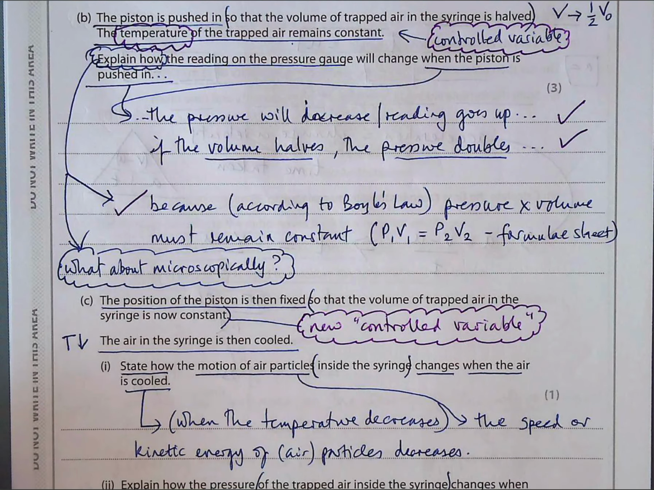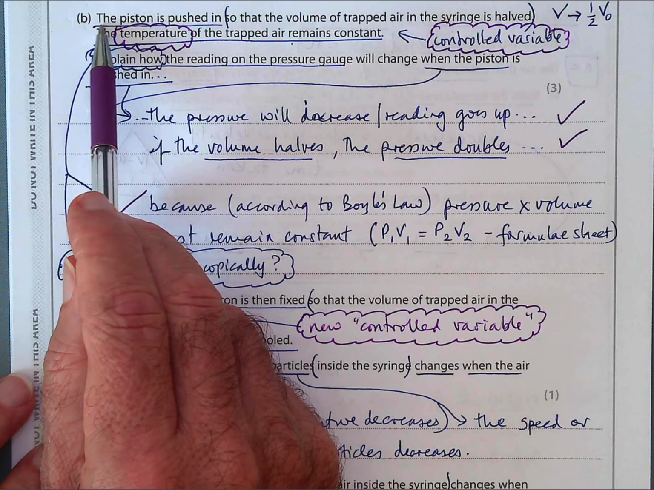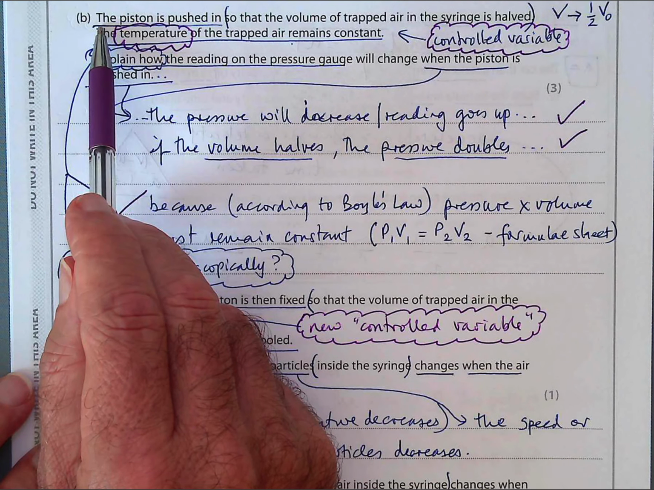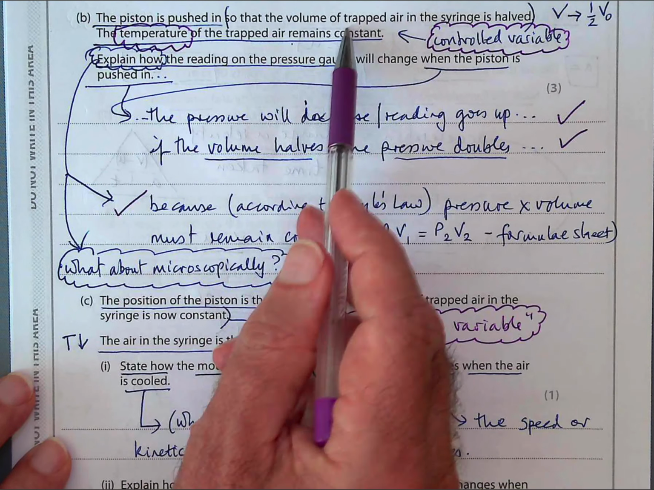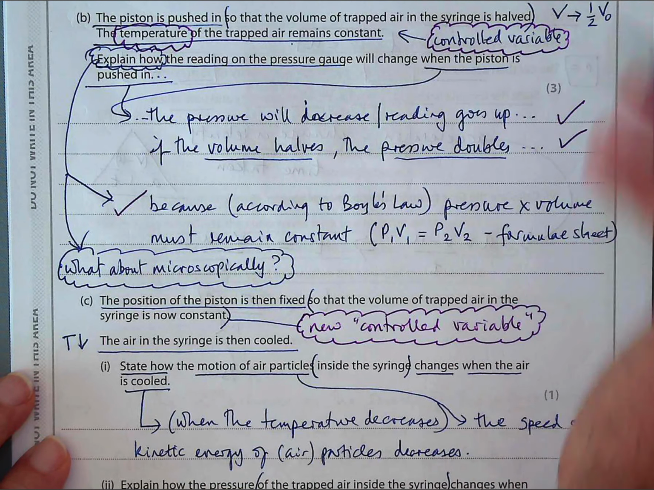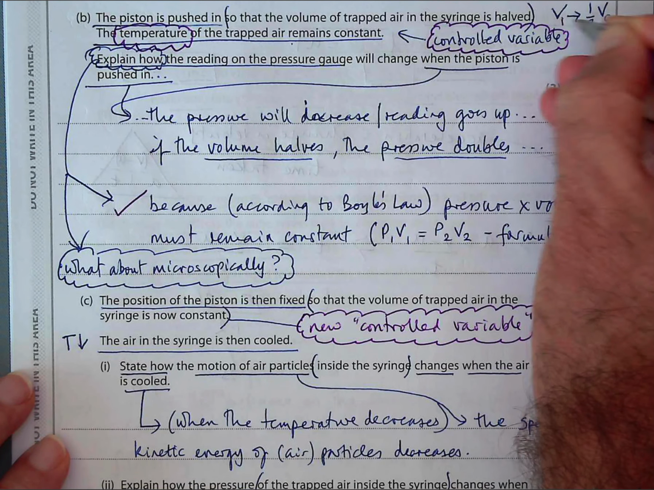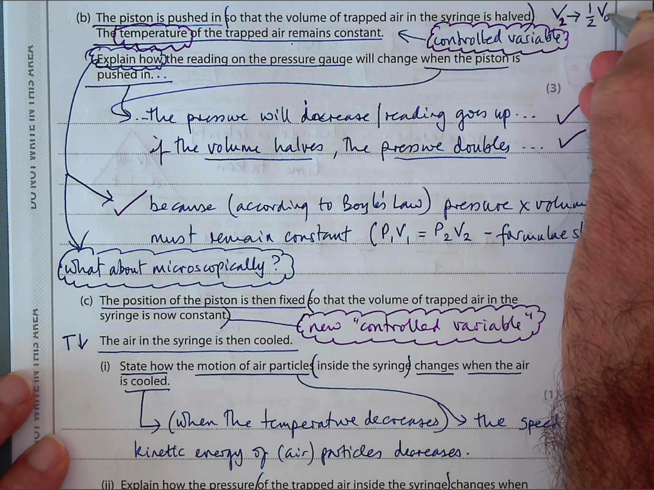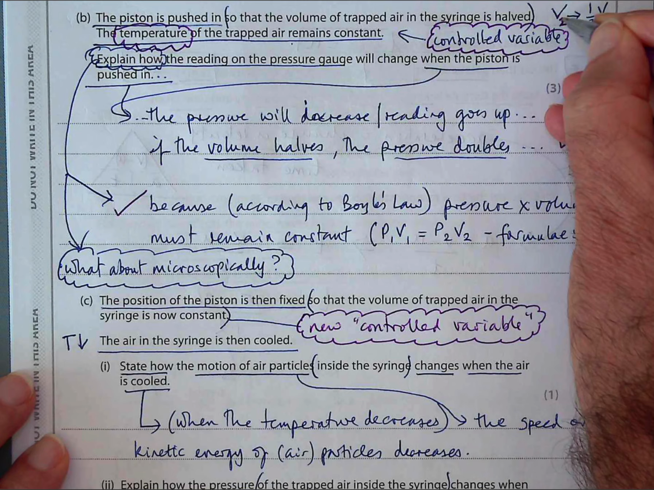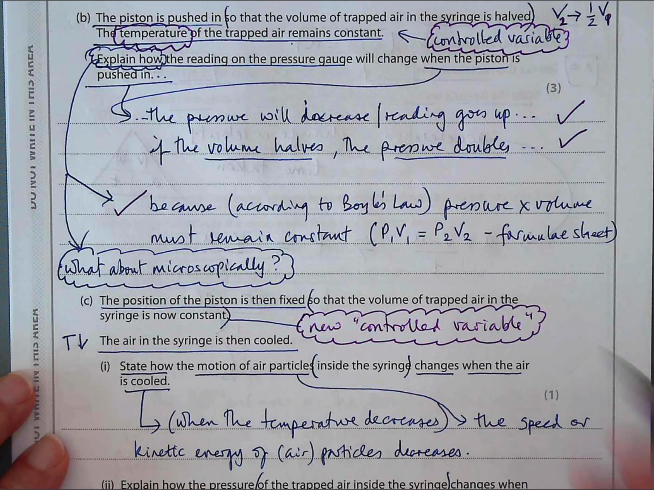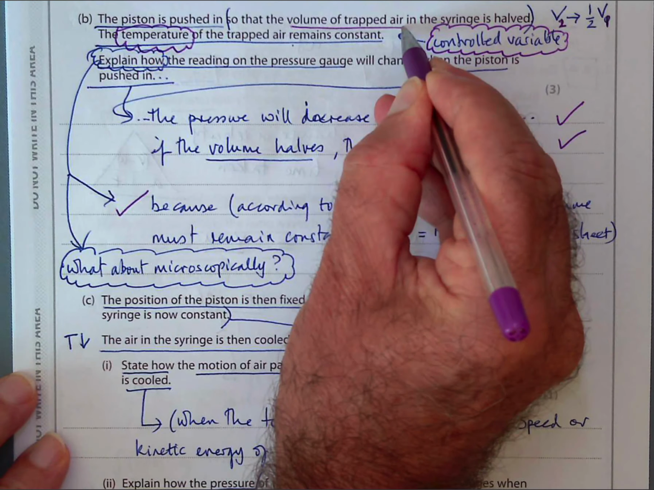So once we've got the pressure, comes the real part of the question. Sorry about all my scribbles, but this is called active reading. It means you're absorbing the information in the question. I recommend doing this when you're practicing past papers. The piston is pushed in so that the volume of the trapped air inside the syringe is halved. So V2 becomes half of V1. It's telling us the volume is halved.